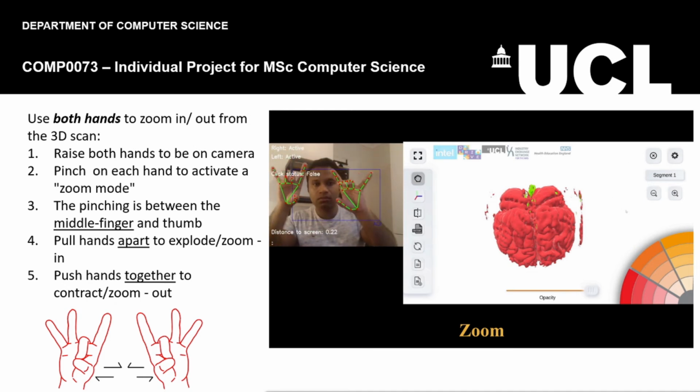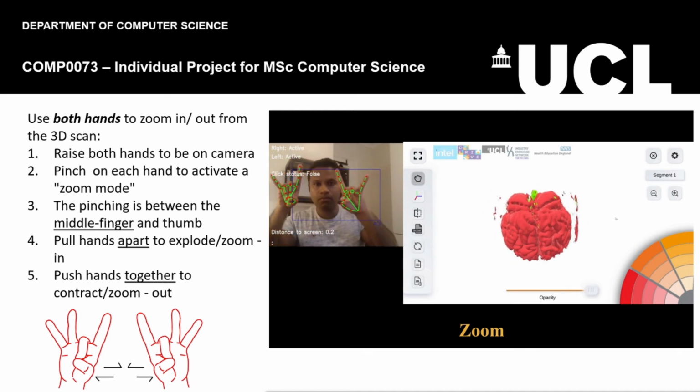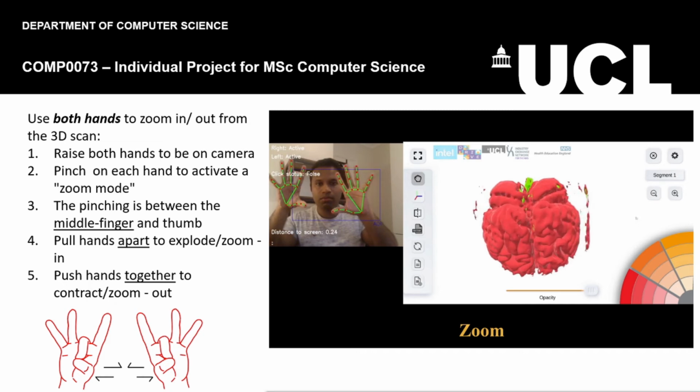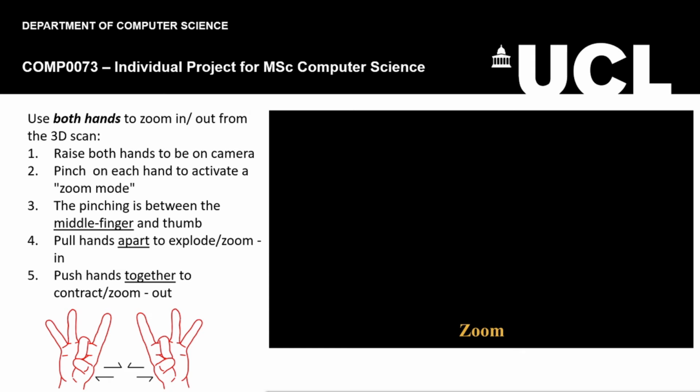Zooming is performed by pinching your middle finger and thumb on both hands. Pull your hands in and out to control the amount of zoom. This is inspired by touchscreen devices and multi-touch, and how zooming is performed on them.